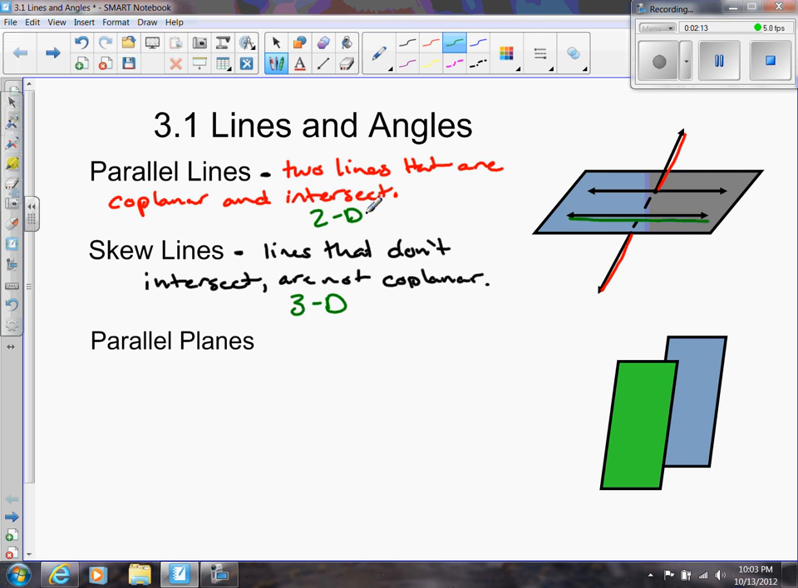Now parallel planes are basically planes that don't intersect. Here's a picture of 2 parallel planes. They're not intersecting. The red and green lines are skew, and the black and green lines are parallel. They're in the same plane. They're always the same distance apart.